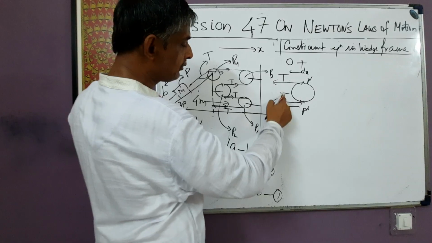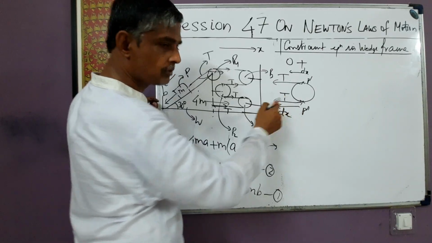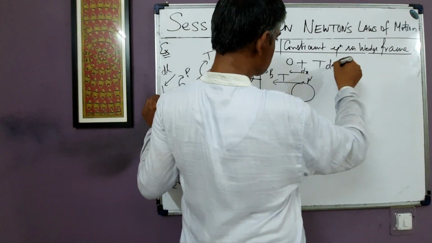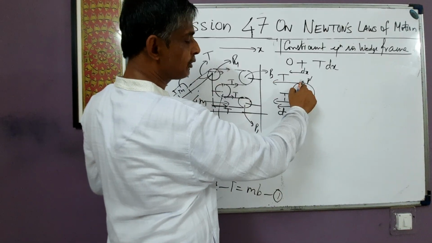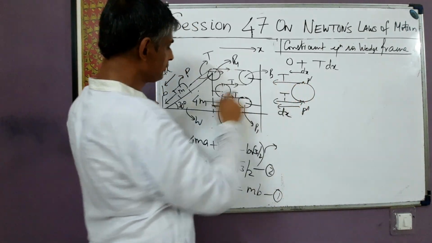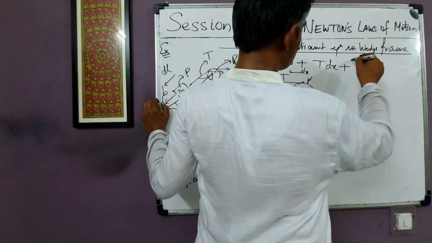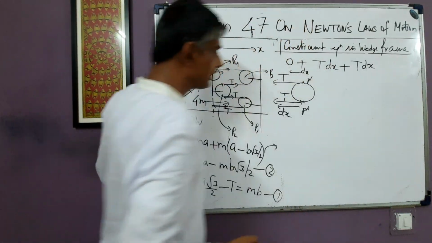So how much work will this T do on P double dash? T dx cos 0 degree. So it becomes T dx cos 0 degree. And this T also acts at this point P dash. This also moves dx leftward with respect to wedge. So this work done also becomes T dx cos 0 degree, that is T dx.